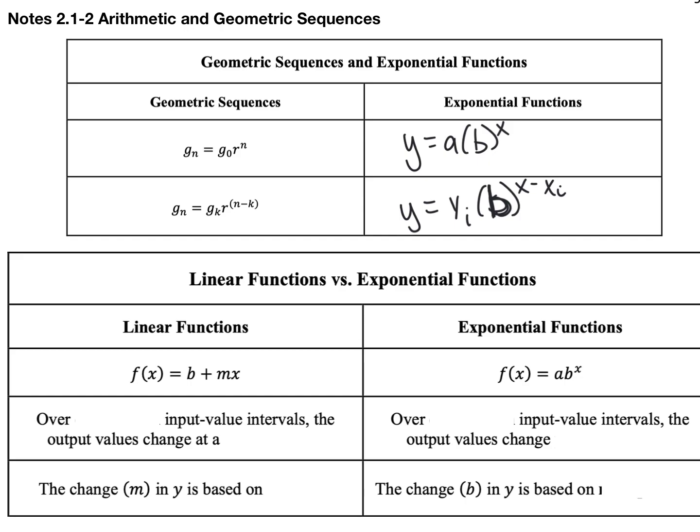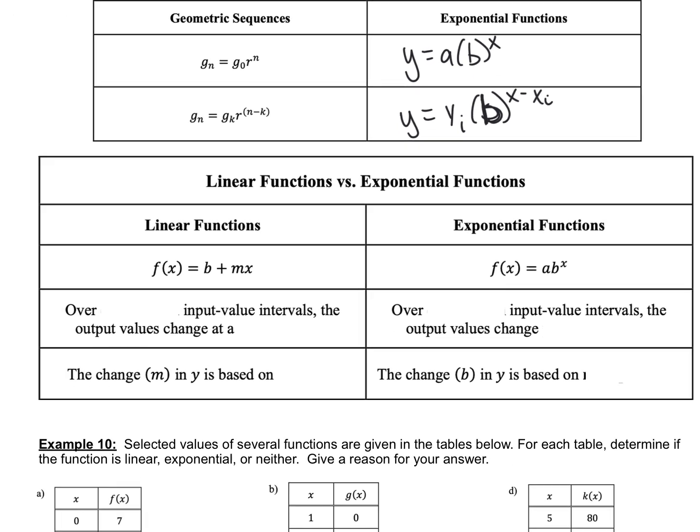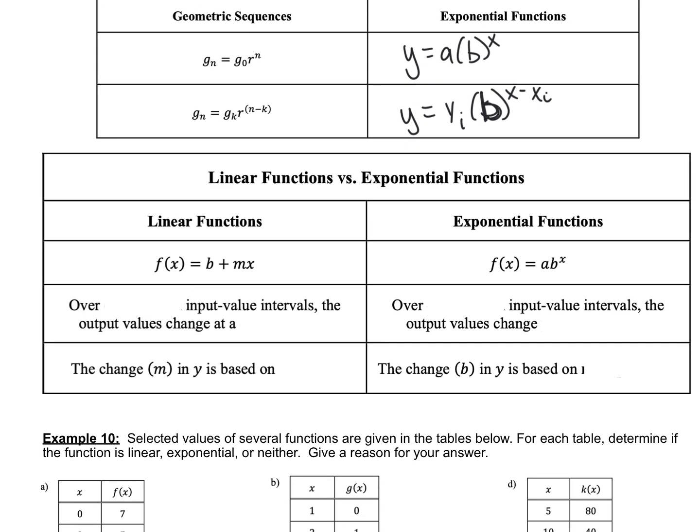Now, the last thing that they'll ask you to do is to look at a table of values and justify if it's linear or exponential. They're very specific about the wording for how you justify it. It was one of the things they really harped on this summer when we were in training. We know a linear function has a constant rate of change, so we say over equal length input value intervals, the output values change at a constant rate. That change is based on addition.